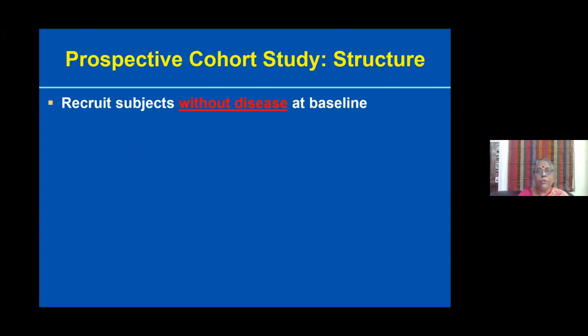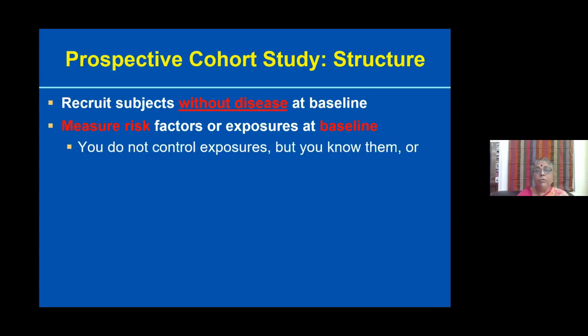Then we move on to the cohort studies. So prospective cohort studies are longitudinal studies followed prospectively over time. You recruit subjects without disease at the baseline. So this is a very, very important thing which we all have to understand. And then you measure the risk factors or exposures at the baseline. You do not control for exposures, but you know them, and you deliberately choose your subjects by exposure. And why is this so? Because this is an observational study.